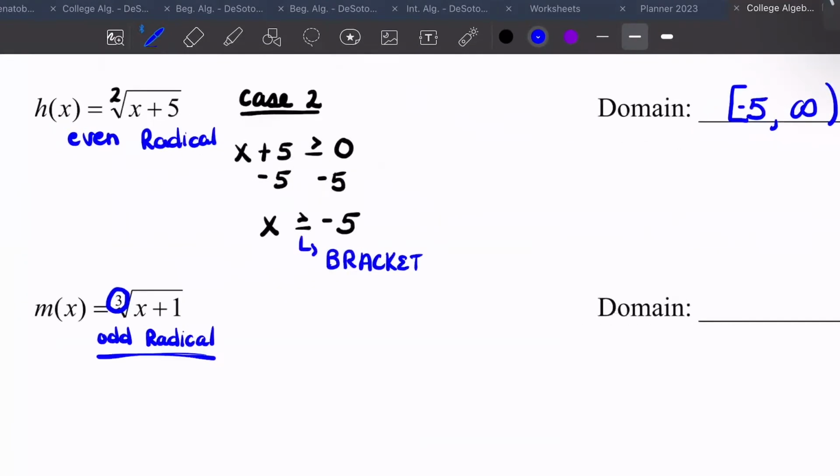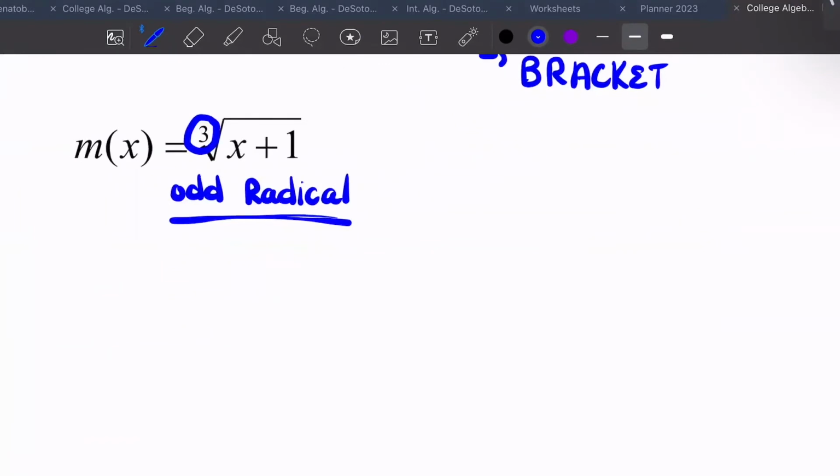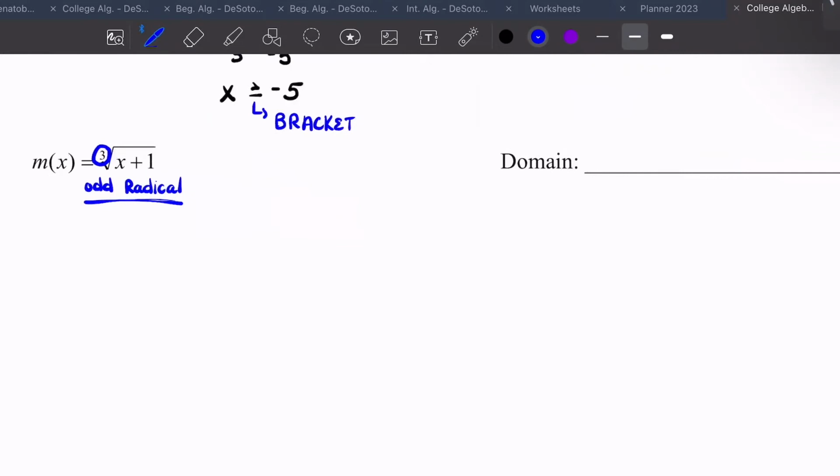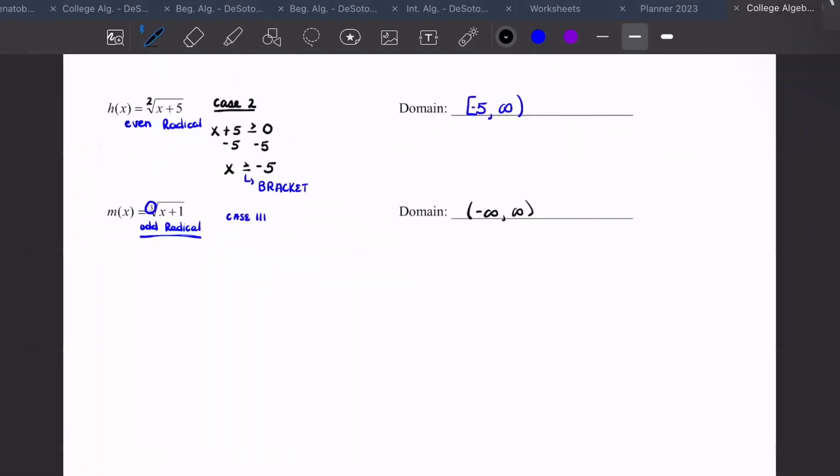I can plug in any number I want for x and I'll get a number back out for this one. Okay, so this one's an odd radical. So this would be case 3. And I can plug in any numbers I want. So I'm going to say -infinity to infinity.